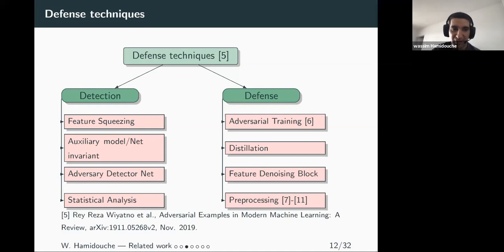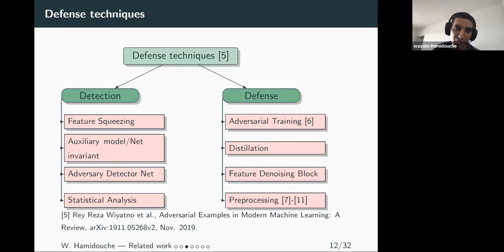For example, we can have feature squeezing. In feature squeezing, we process the input image with different operations, and we compare the outputs of these different operations to see if they are different or not, and this helps to detect if it is an adversarial example. Another category is statistical analysis. For example, you apply a principal component analysis of the image, and then you try to find if it is attacked or not. Some approaches are based on adversary detector networks. It's a network that is trained to detect if the image is adversarial or not.